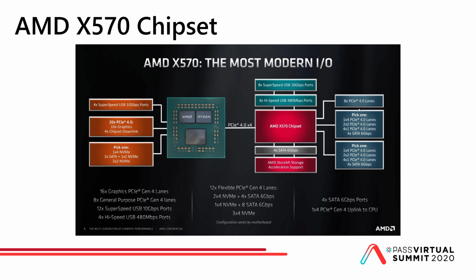So here's an example of an AMD X570 chipset, what it looks like. And this shows you how many PCIe lanes you have to work with, and they're all Gen 4. On the left is what's coming from the CPU, and on the right is what's coming from the X570 chipset. And this is their high-end mainstream desktop chipset that a lot of the higher end AMD motherboards will have.